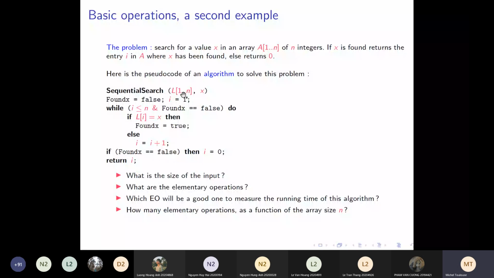So there are lots of inputs of n integers. We want to consider the one that will maximize the number of executions of our basic operation. That's what we usually do when we measure the running time of algorithms. For a given input size, we also look at the structure of the input that will make the algorithm run the largest number of times.